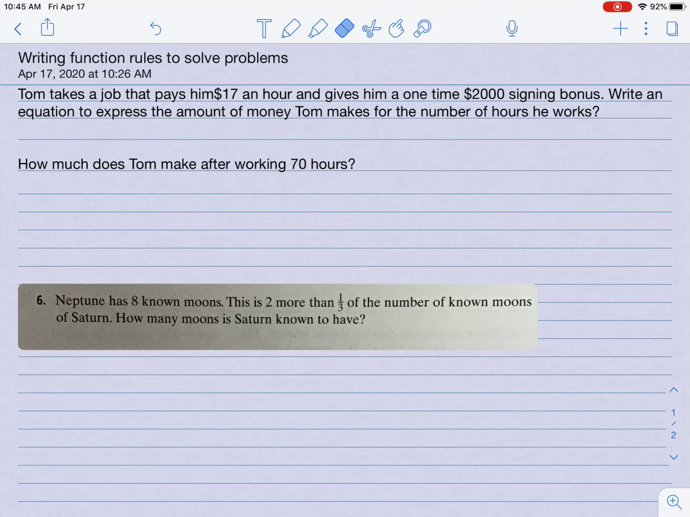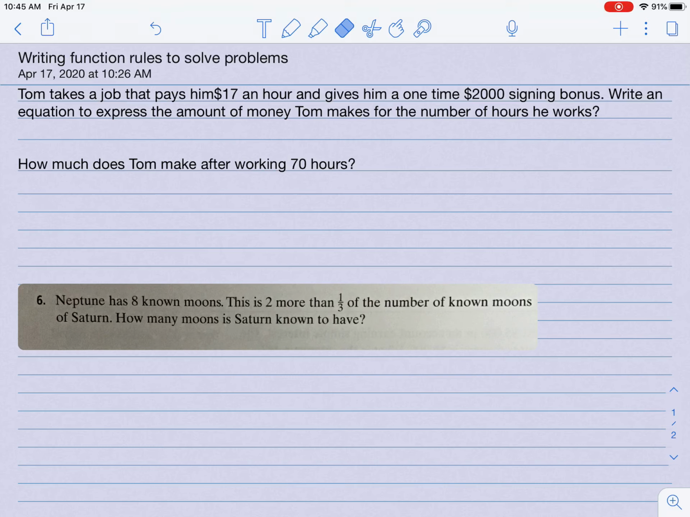Okay, we're going to be looking at writing function rules to solve problems, or I might write an equation. So what we're going to be looking for in these story problems or word problems is the constant change. That's going to replace our a value in our y equals ax plus b. And then b might be 0, or it might be something that is a one-time deal, or an additional cost that only appears once.